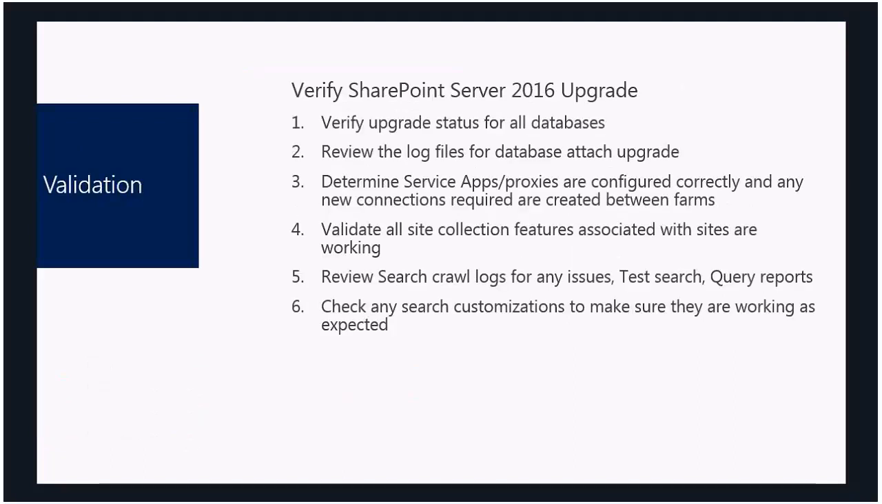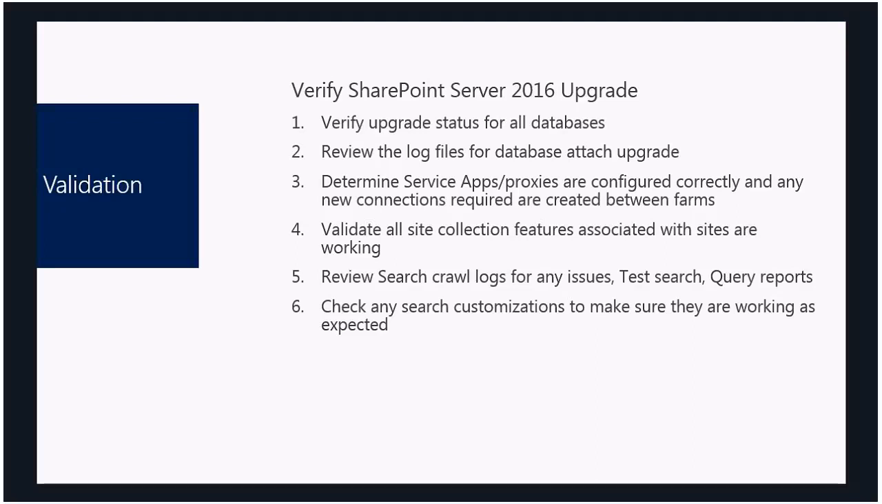Okay, so the last step is about validation. We can use the upgrade status page in Central Administration. This page lists all the farm databases, the service applications, and the content databases along with the status. It will also include a count of the errors and the warnings. So if the upgrade was not successful, you can review the logs and find what exactly the issues are, so you can make some changes and repeat the upgrade again.